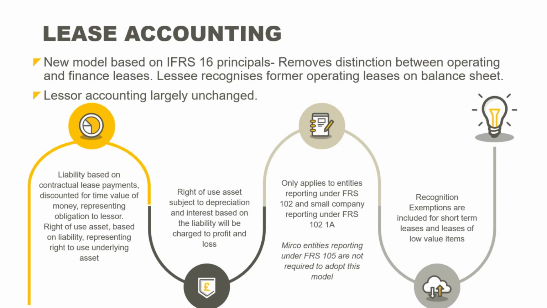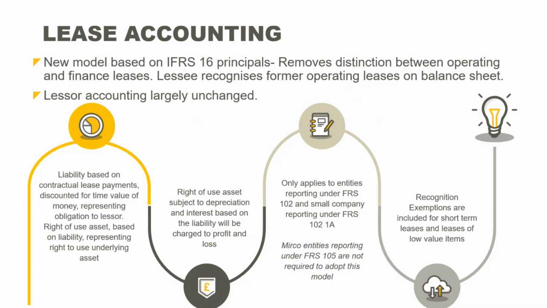So starting with lease accounting then. These changes to lease accounting are applicable for entities reporting under FRS 102 and for small entities reporting under FRS 102.1a. Now, this new lease accounting model that is introduced is based on principles under IFRS 16. So it removes that distinction between operating leases versus finance leases for lessees. For lessors, there's very minimal changes as part of this periodic review, and you pretty much carry on accounting for your leases as you would do under the current standard under FRS 102.